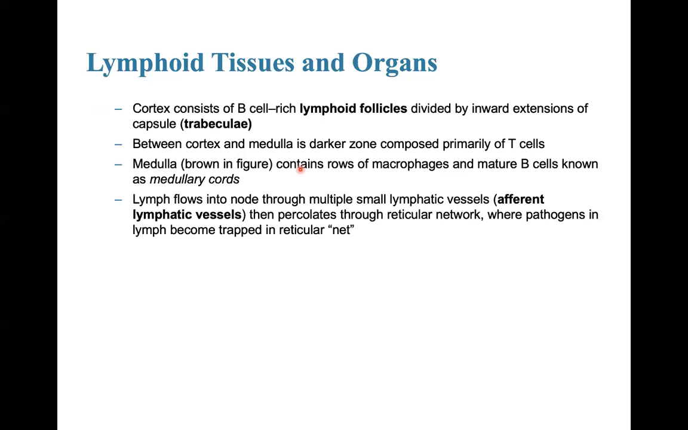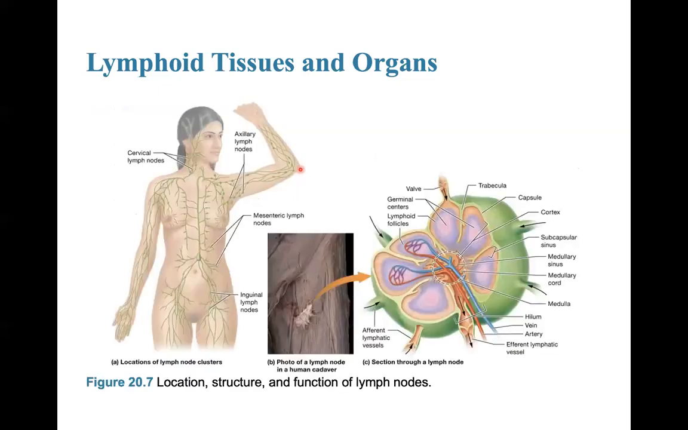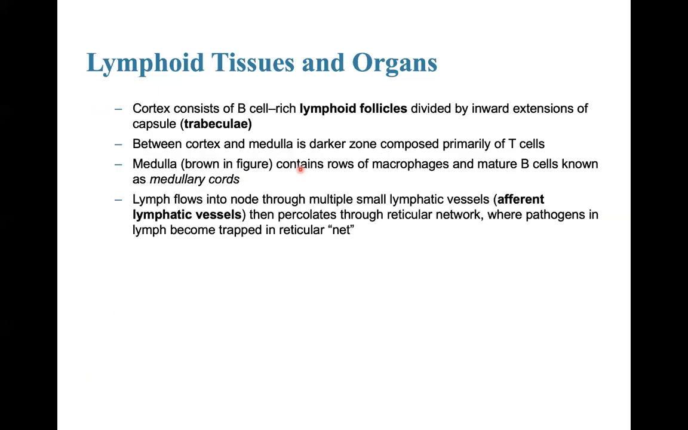The medulla, in the brown figure shown here, contains rows of macrophages and mature B cells known as medullary cords. What happens is lymph flows into the lymph node through multiple small lymphatic vessels referred to as afferent lymphatic vessels. If you remember from the nervous system, afferent means you're going towards something, so this is flowing in.